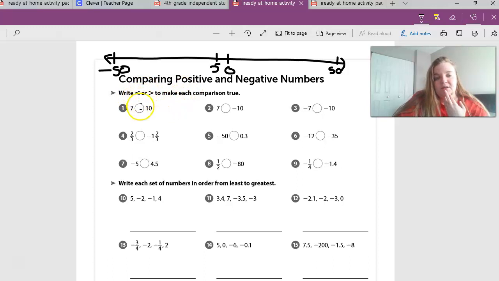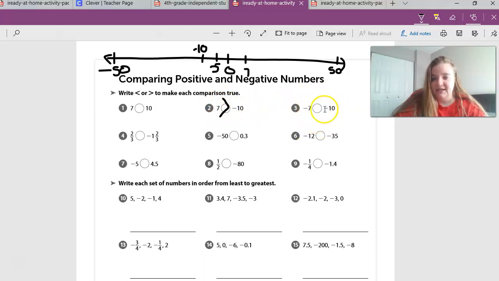Okay, so 7 and 10. You guys should be able to do this one on your own. Let's go to a negative one. 7 and negative 10. So if we've got 7, maybe right here, and then we've got negative 10 about right here. Which one is further to the right? So we're going to the right, and that would be 7. Just think about if you have 7 Skittles and someone has negative 10 Skittles. What is more?